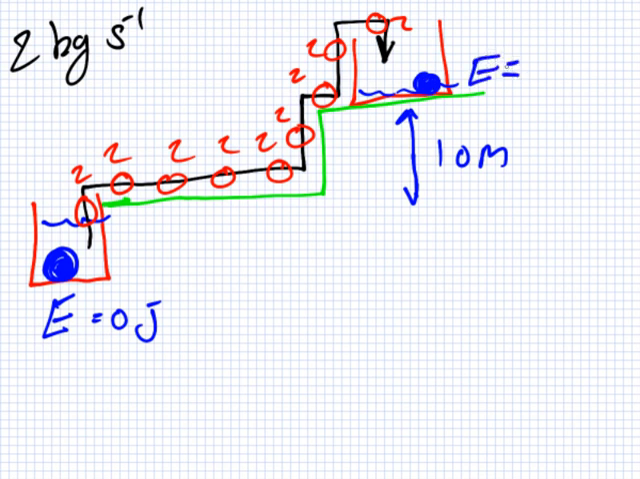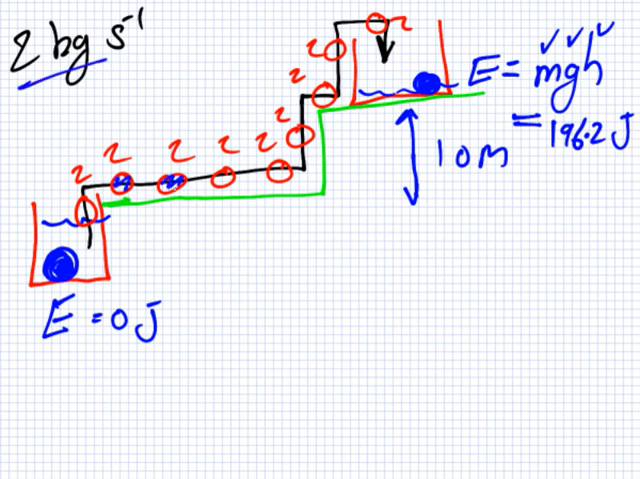Now when the water makes it up here, what's its energy? Kinetic or potential? Well, potential. I mean, it was moving, but when it hits the tank, it's just sitting up there. So it's potential, mgh. Now, we know the m, we know the g, and we know the h. So the energy for this ball of water, 2 times 9.81 times 10, and you get 196.2 joules. These are all 2 kilogram balls.